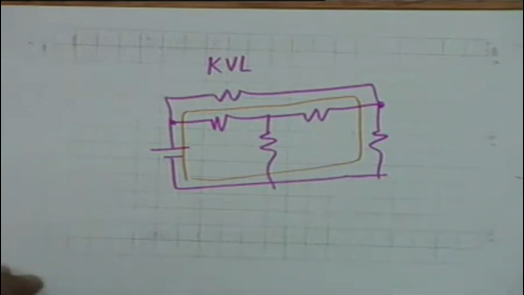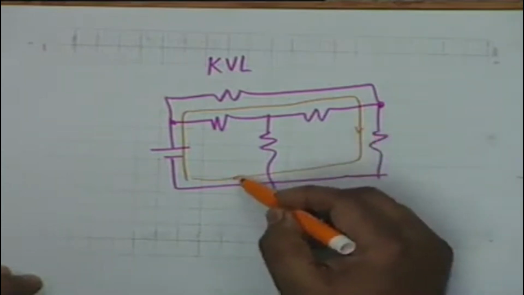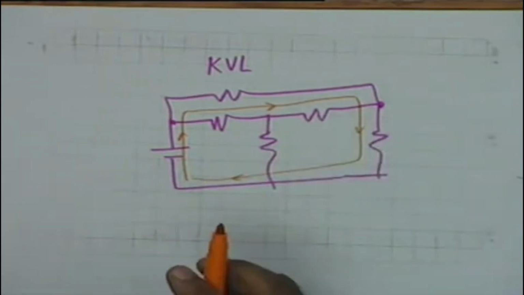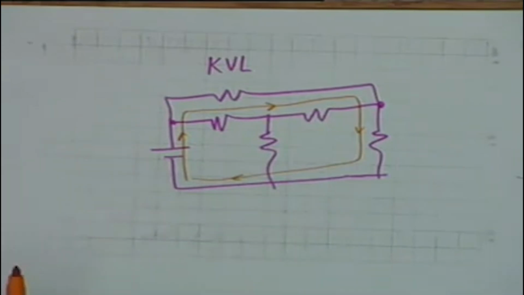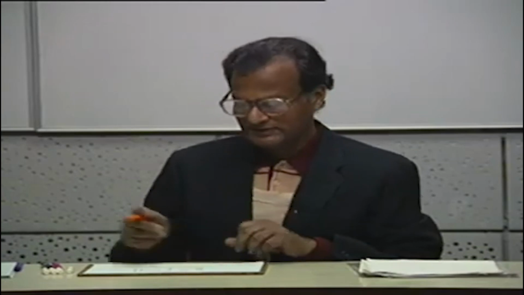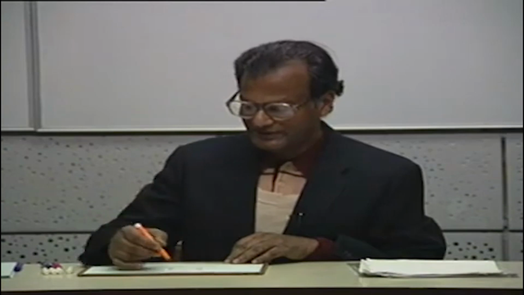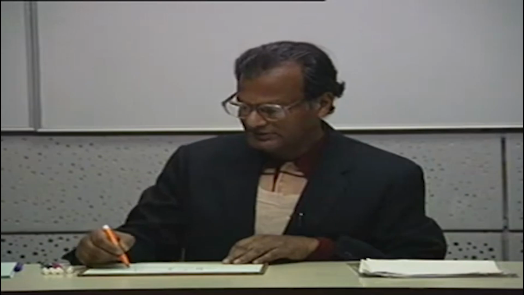In this network, if you take any closed path, for example, the closed path that I have shown with arrows here, then KVL states that the algebraic sum of the potential differences, or algebraic sum of the voltage drops, is equal to 0. Now let us say this battery is plus-minus in this direction, and let us say this is V1, V2 with these polarities, all right.